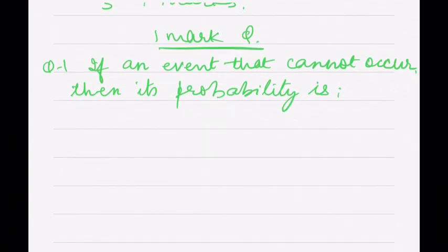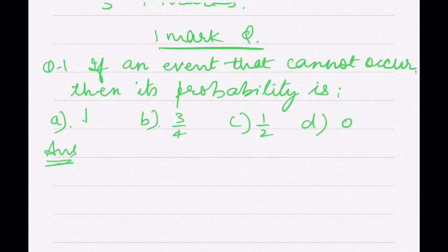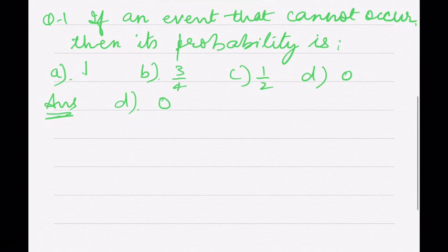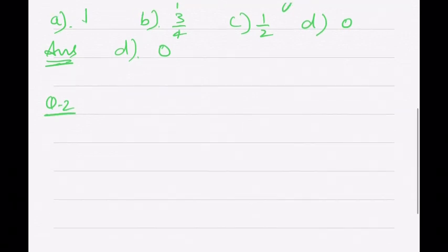Now I think everybody has got this answer, but it has options. A is 1, B is 3 by 4, C is 1 by 2, and D is 0. Okay, so we know it cannot occur, so my probability will be D, 0, because it's an impossible event which cannot occur. Okay, let's go to question number 2.